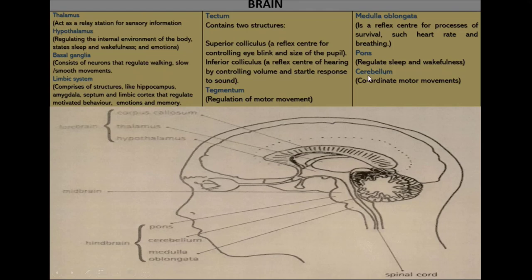Then we have the cerebellum. Where is the cerebellum here? Let's look at the cerebellum. Some say it's a small brain. That's what they call it. It looks like a brain, a small brain. Cerebellum.